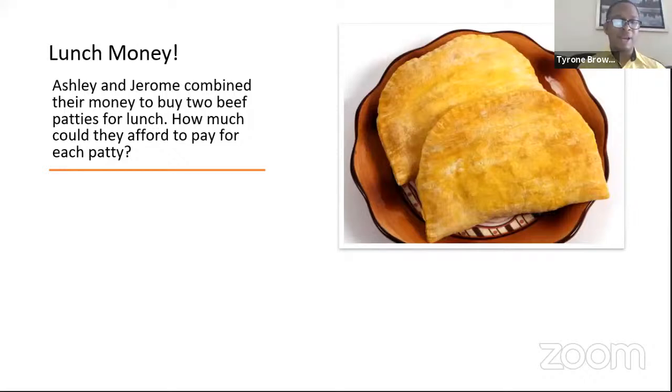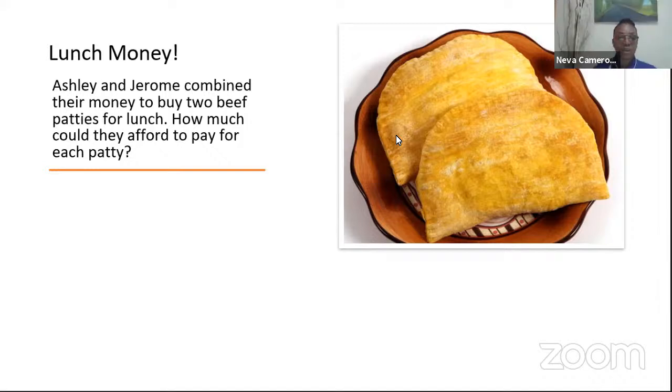Okay, so let us see if we can extend this discussion a little bit further. Ashley and Jerome combined their money to buy 2 beef patties. And we are seeing 2 lovely beef patties here that are getting me a little bit hungry right now. They're buying 2 beef patties, and they want to know how much they can afford to pay for each patty using the 400, the money they would have pulled together between the two of them.